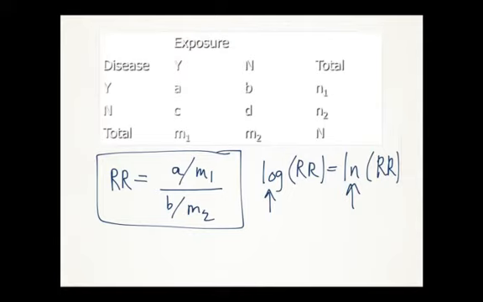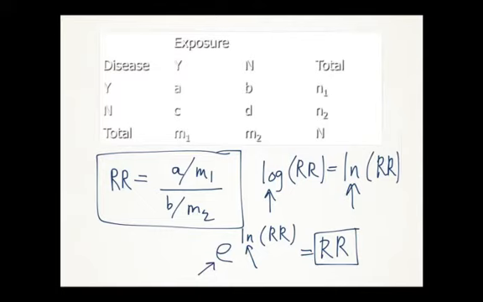But just as a quick review, if we exponentiate the natural log of the risk ratio, we just get the risk ratio back. So exponentiation and the log are kind of inverse transformations. So if we do both of them, we end up with the risk ratio again.